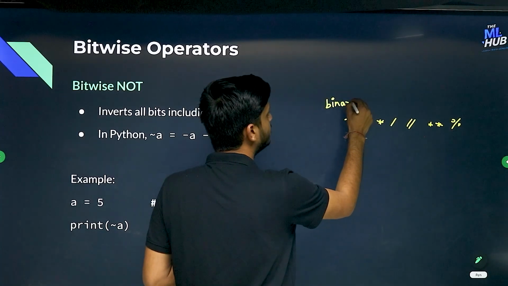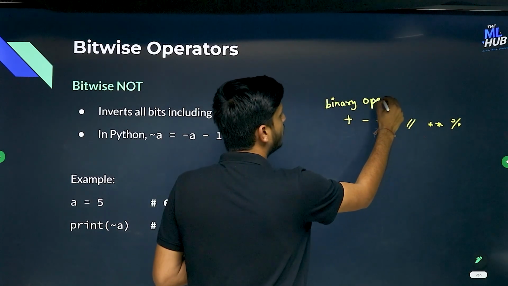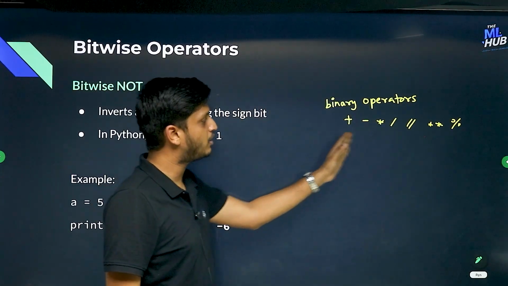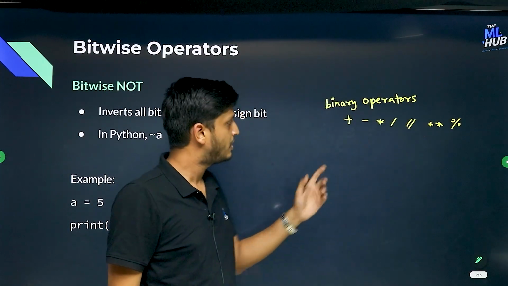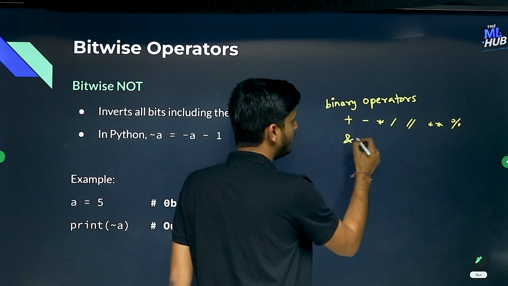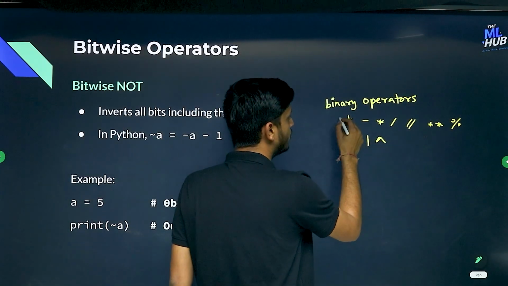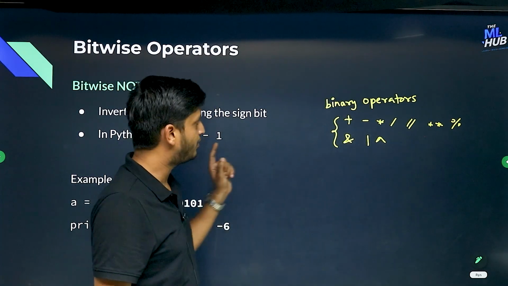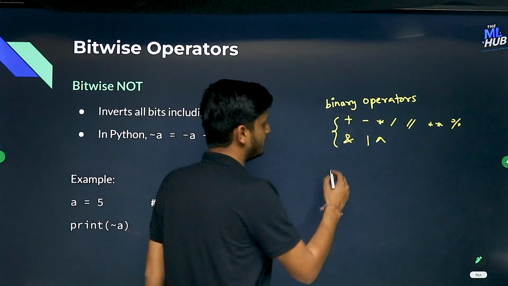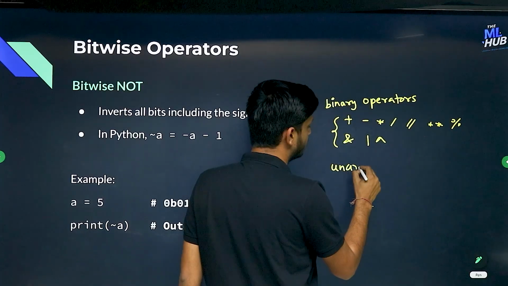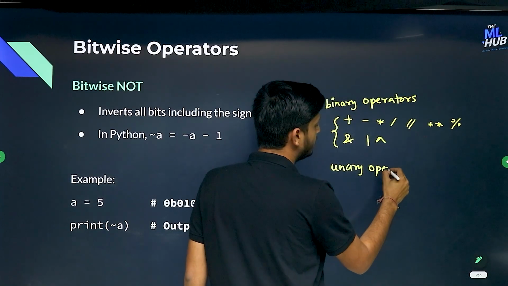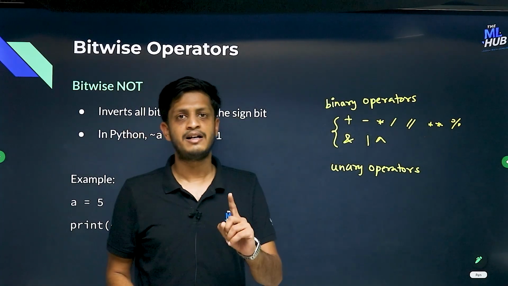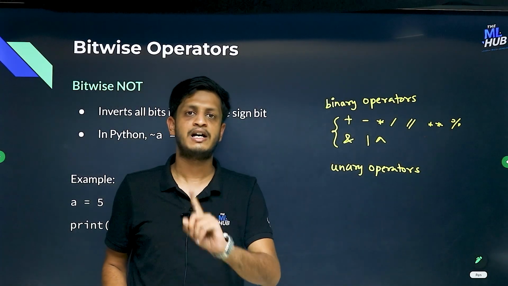Binary operators are operators which require two operands. All the arithmetic operators that we have seen were binary. Also bitwise AND, bitwise OR and bitwise XOR are binary operators. They also require two operands. The first unary operator that we are seeing is called a unary operator. A unary operator only requires a single operand. They can work on a single operand.